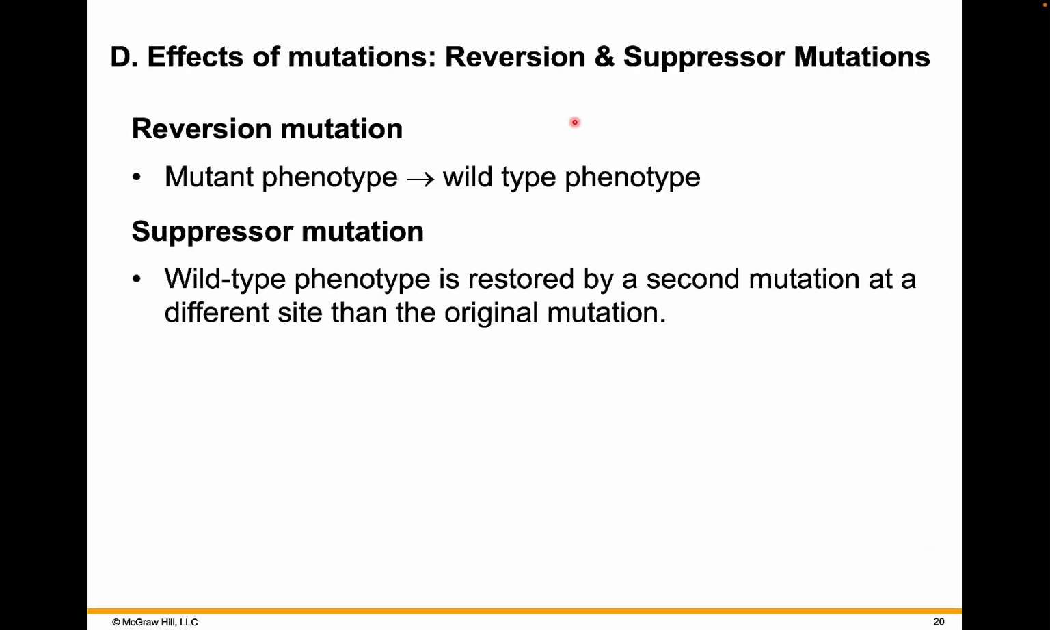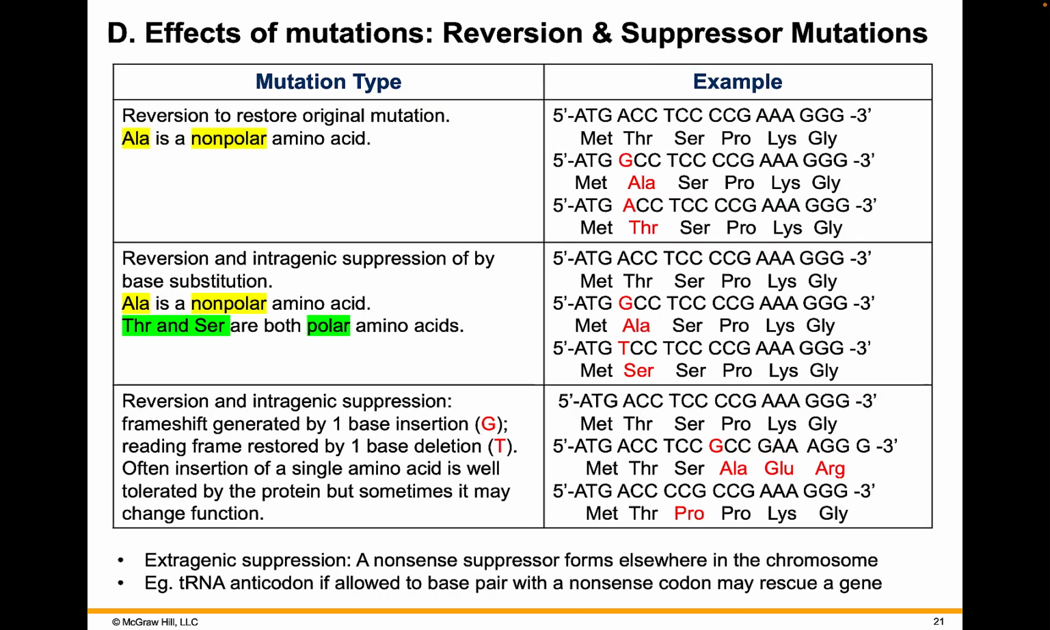After that, we are looking at the fact that once these mutations happen, there could also be a reversion of the mutation, which can revert a mutant phenotype to a wild-type phenotype, or there could be a suppressor mutation, where the wild-type phenotype is restored by a second mutation at a different site than the original mutation. Now let's take a look at how reversion and suppression of mutations happen in action.